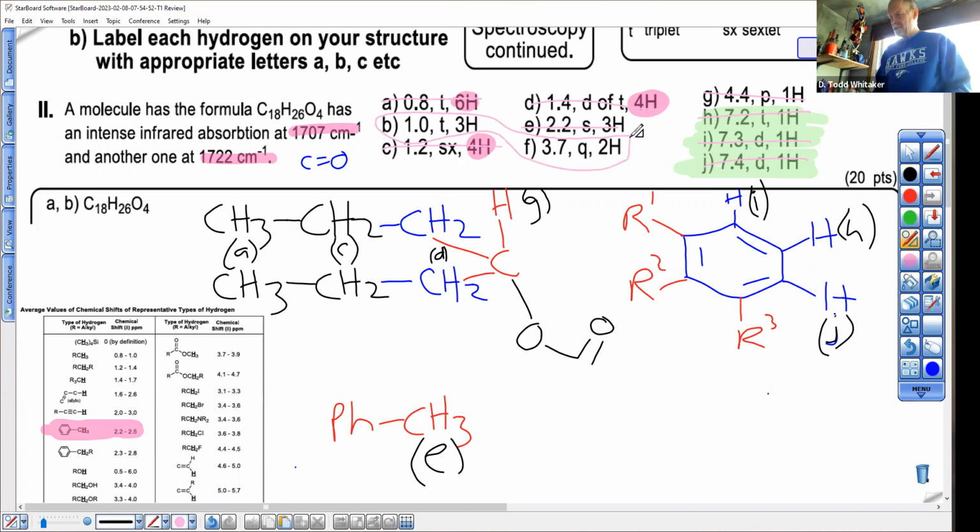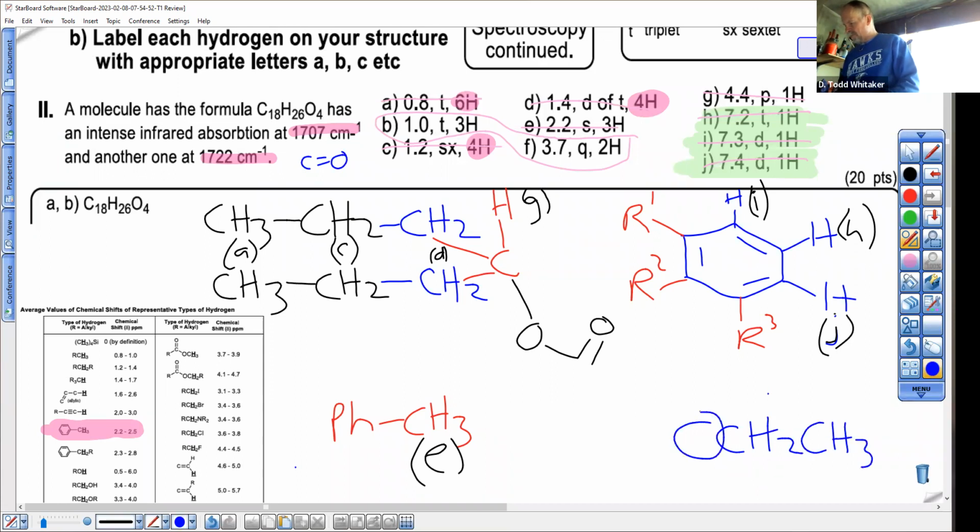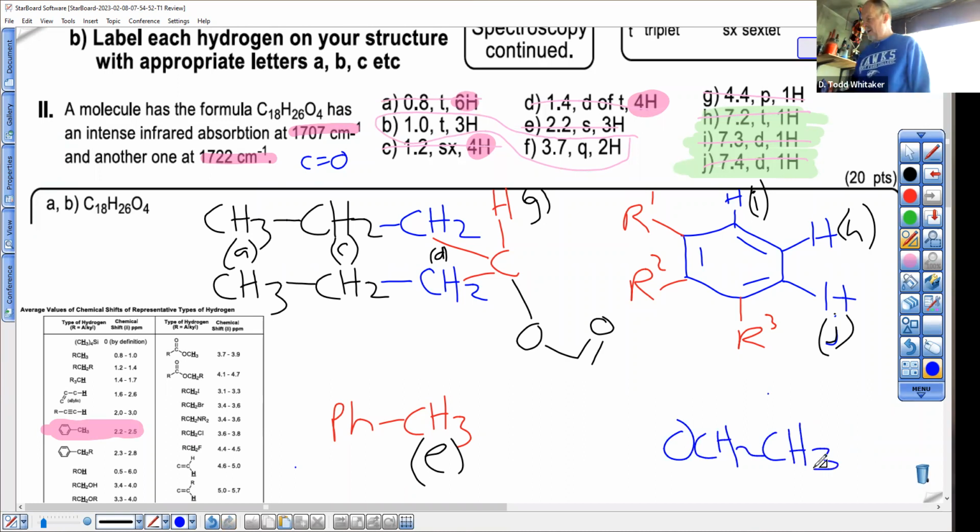3.7. I think I know my last R group. You're down to this. That's all you're left with. That's the terrible O. OCH2CH3 is all that's left. That's one of the R groups.